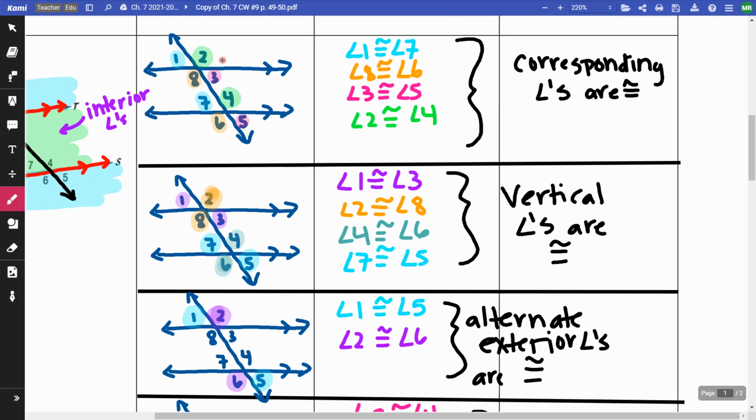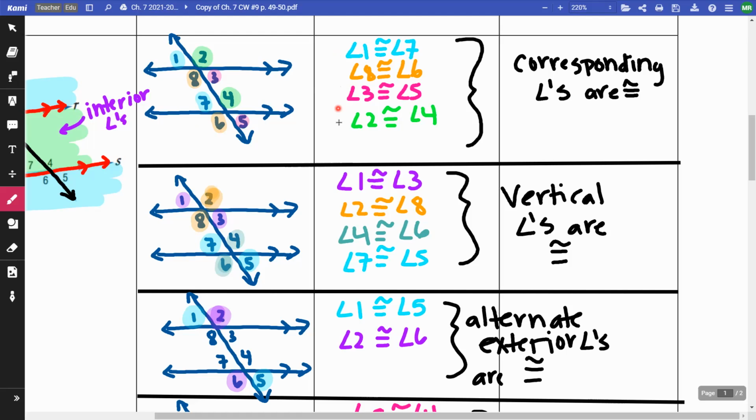2 and 4, they're to the right, and both of them are above their parallel line. And then 3 and 5, also to the right, but they're below. So they're in the same spot. 2 is in the same spot in relationship to the transversal and the parallel line. 3 is in the same spot as 5. 1's in the same spot as 7. 8's in the same spot as 6.